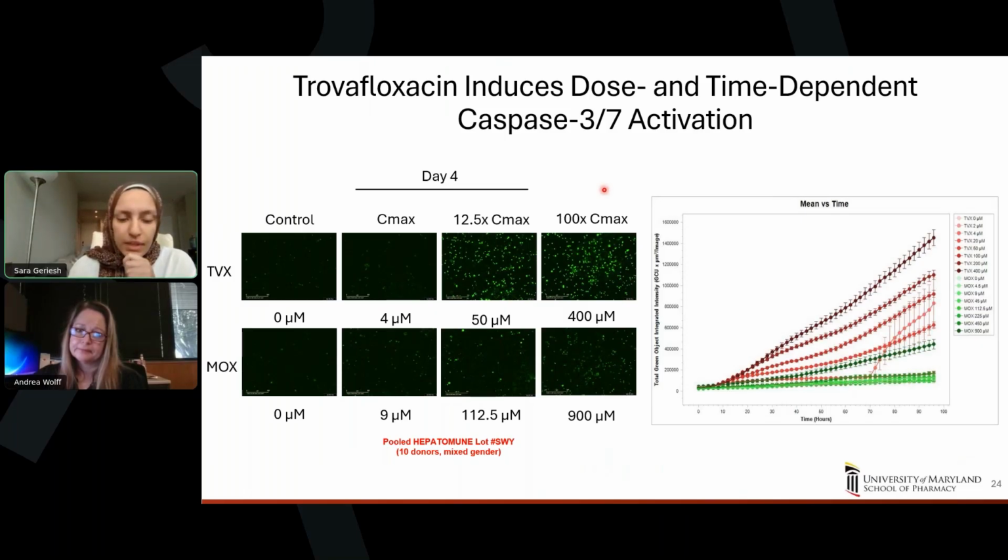And for that, we tested caspase 3/7 activation to measure apoptosis. This was done in a pooled HepatoMune model of different donors. I have trovafloxacin in red, and the darker the red color, the higher the concentration, versus moxifloxacin in green. And it showed that by increasing the concentration of trovafloxacin, there was greater activation of caspase 3/7, and it was also increasing over time. So this shows a dose- and time-dependent increase in apoptosis by trovafloxacin treatment.